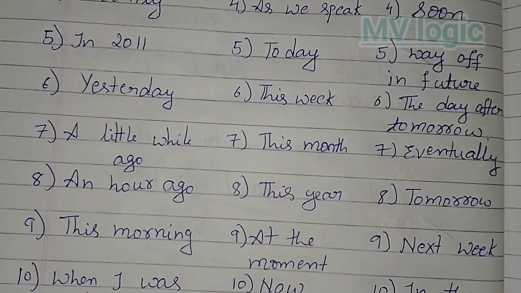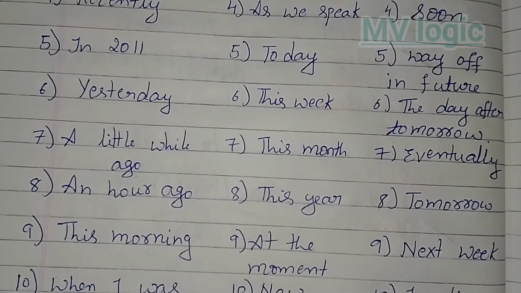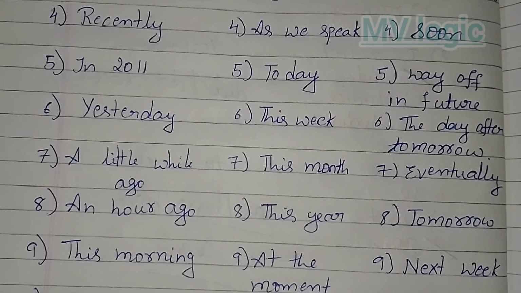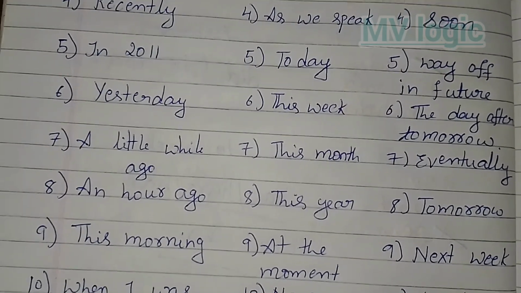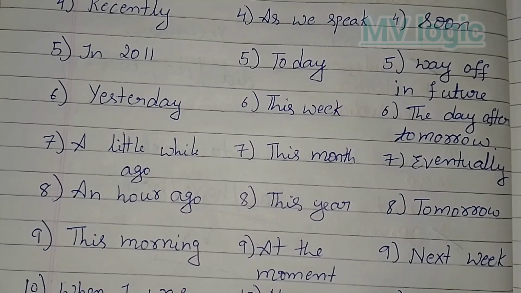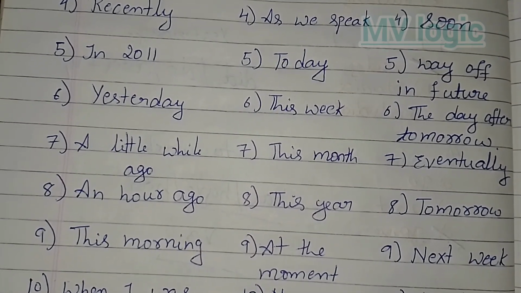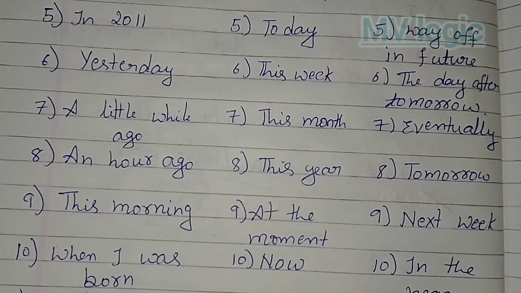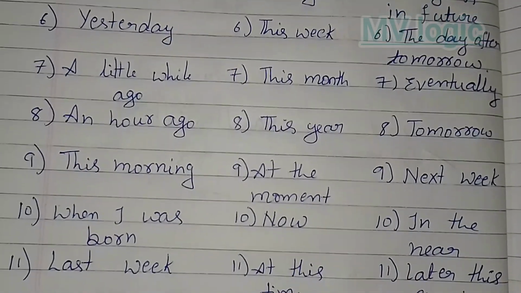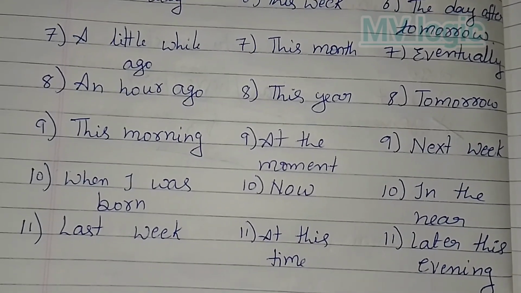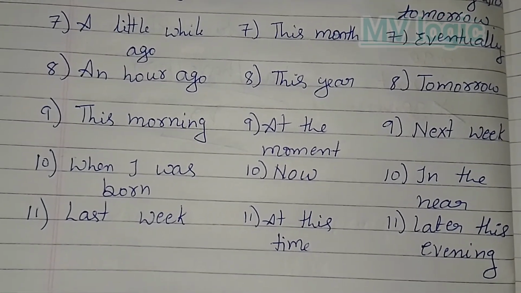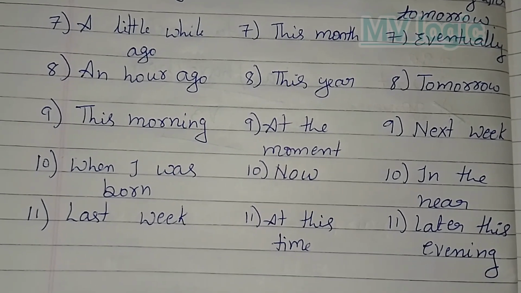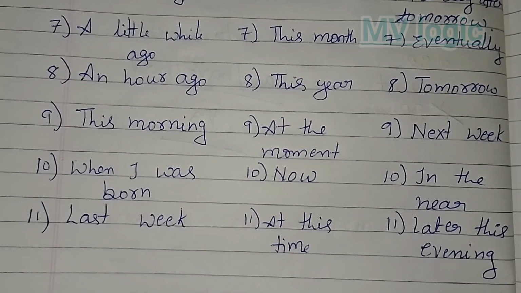A little while ago, this month, eventually, an hour ago, this year, tomorrow, this morning, at the moment, next week. When I was born, now, in the near future, last week, at the time, later this evening.